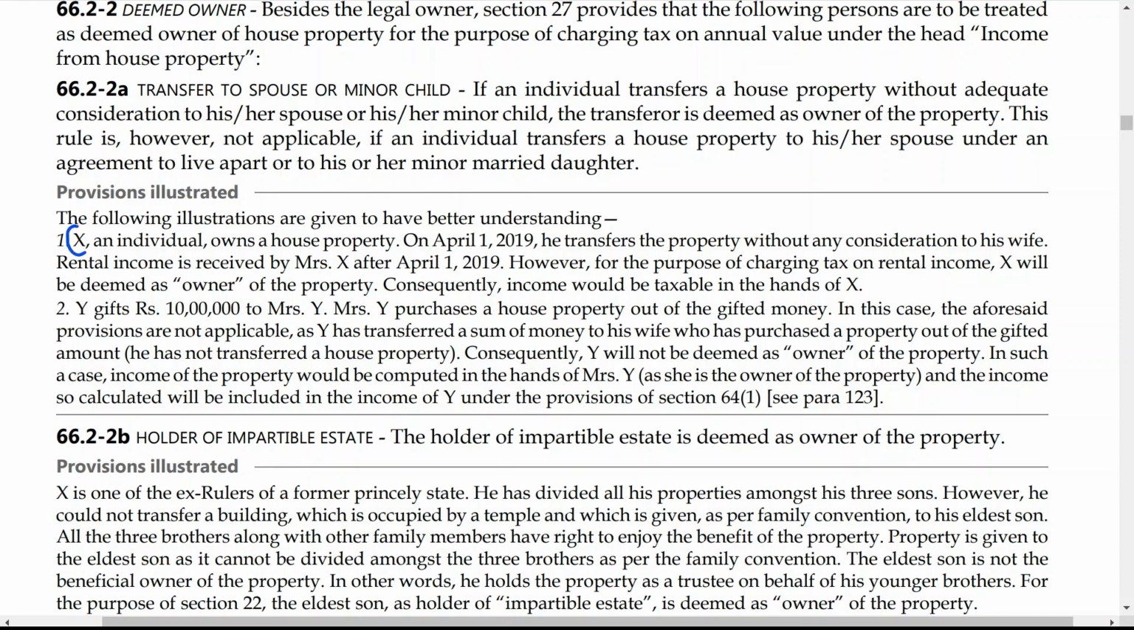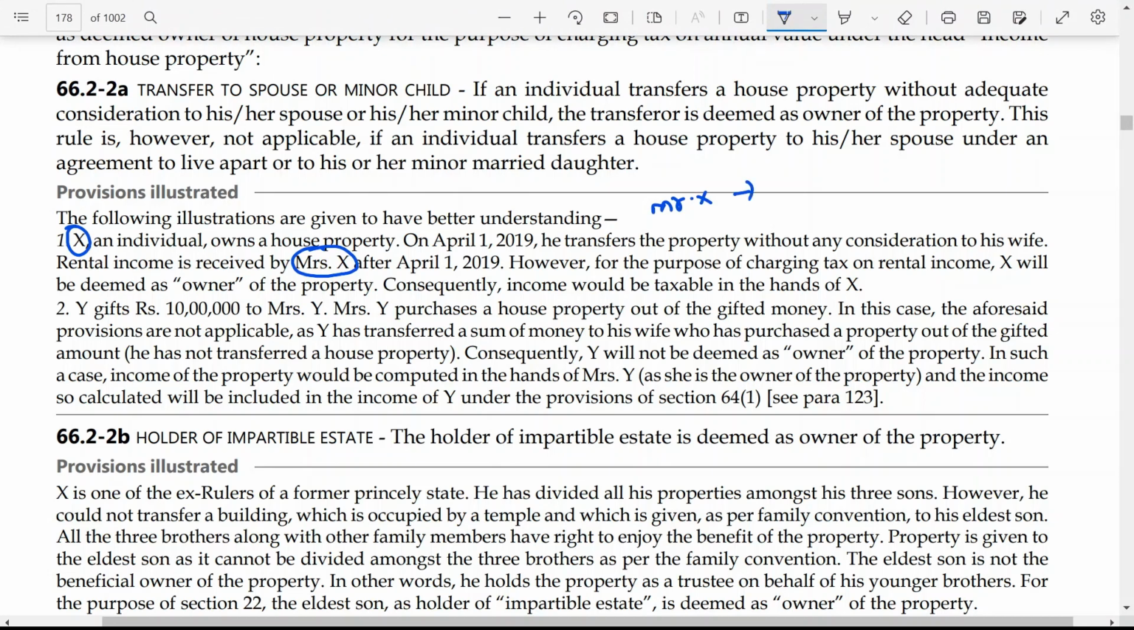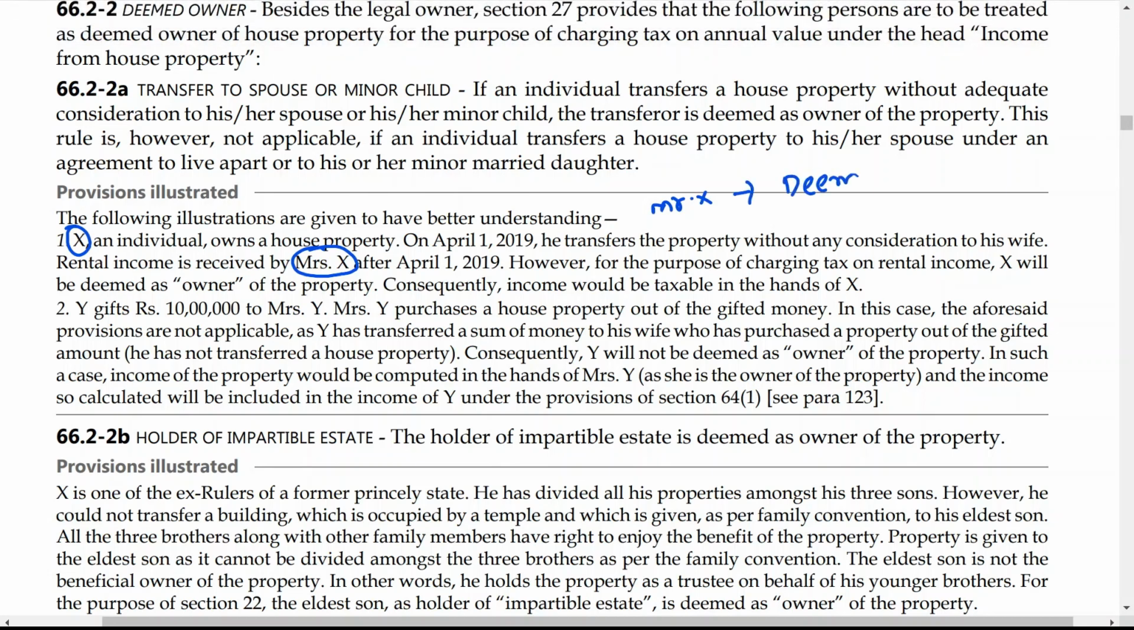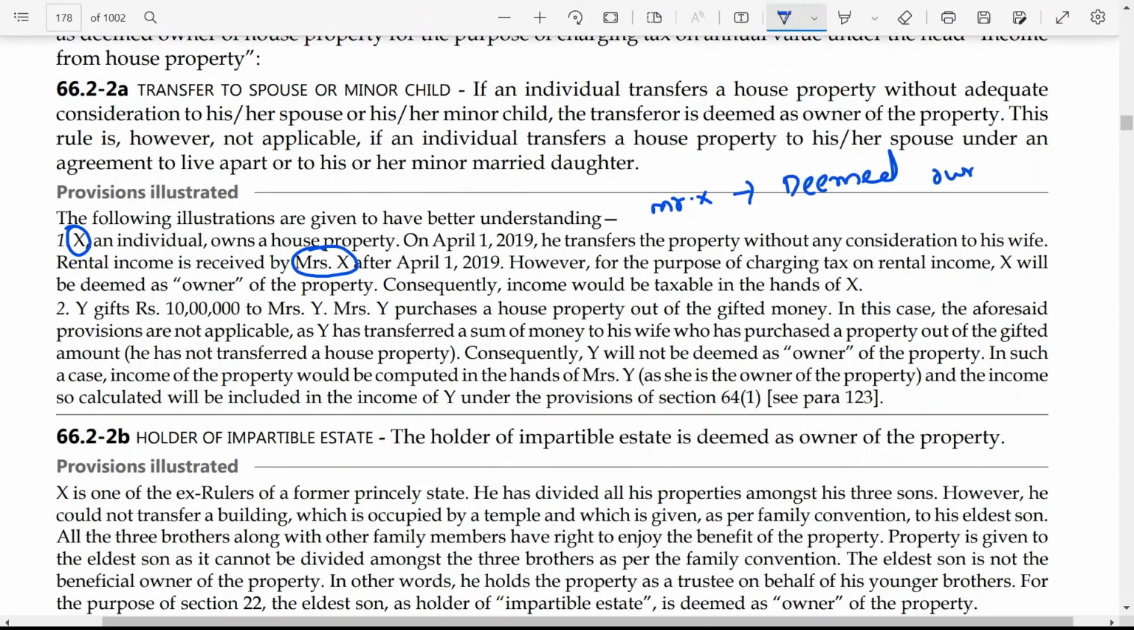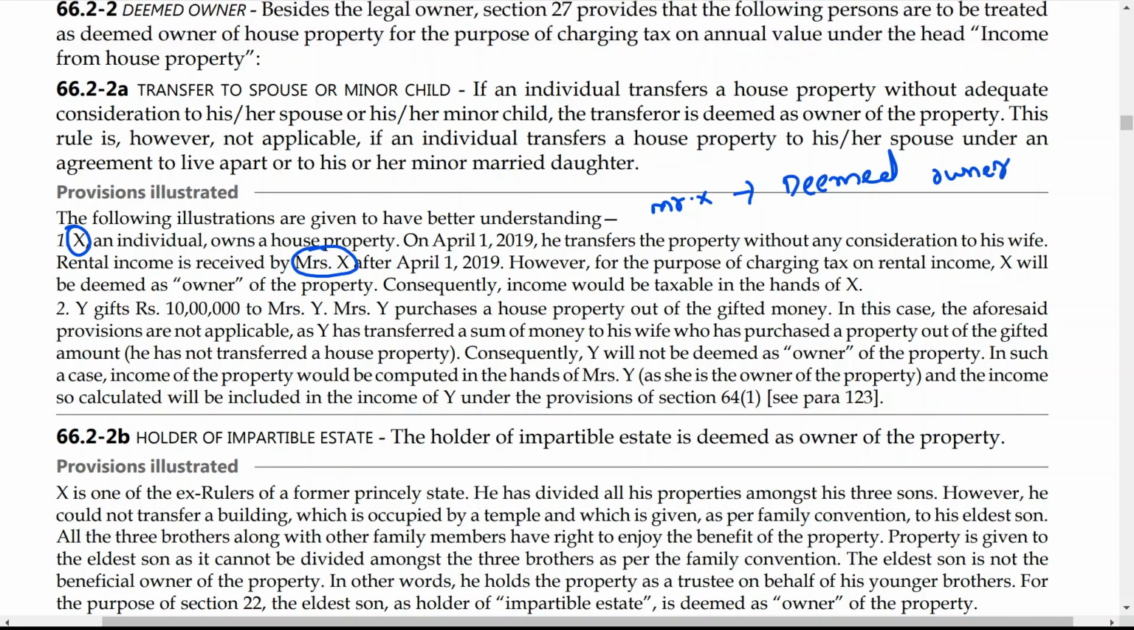Mr. X is considered as deemed owner because he has transferred the property in the name of Mrs. X without taking adequate consideration. So that is why automatically Mr. X will be considered as deemed owner, and whatever rental income is generated, it is taxable in the hands of Mr. X.